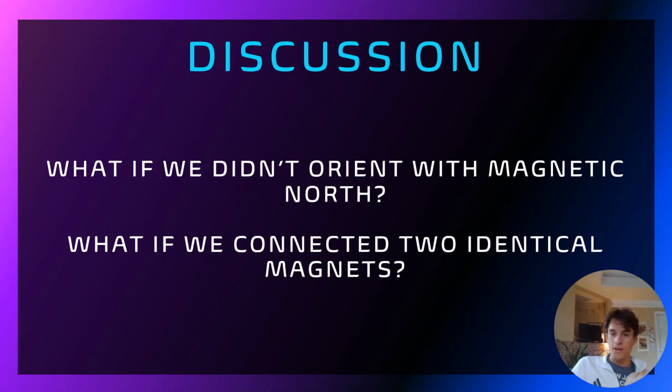So what if we didn't orient with magnetic north? This would still yield the same process, but our results would be skewed just because this orientation helps us show the deviation just from the applied magnet.